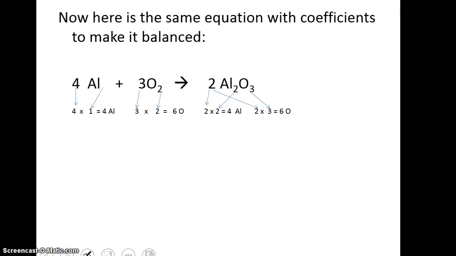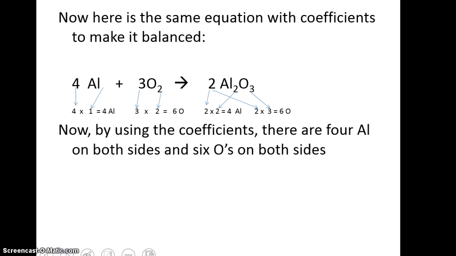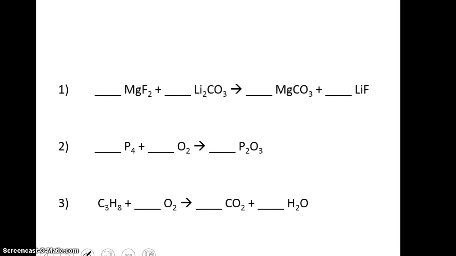So now here's the same equation with the coefficients to make it balanced. We will go through more examples; this is just one to show you. We'll put a 4 in front of the Al so that 4 times 1 is 4 Al on the left. On the other side, we're putting a 2 in front of the Al2O3 because 2 times the 2 aluminum is 4 aluminum. So now there's 4 aluminum on both sides. We'll put a 3 in front of the O2 to make 6 oxygen, because 3 times 2 is 6. And that 2 in front of the Al2O3 goes to both the Al and the O, so 2 times 3 is 6 oxygen. Now by using the coefficients, there are 4 aluminum on both sides and 6 oxygens on both sides.